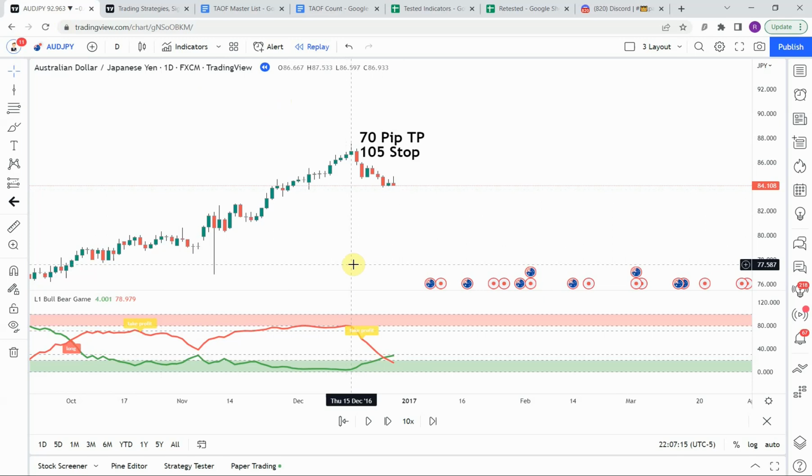Today we will be testing the bull bear game indicator.